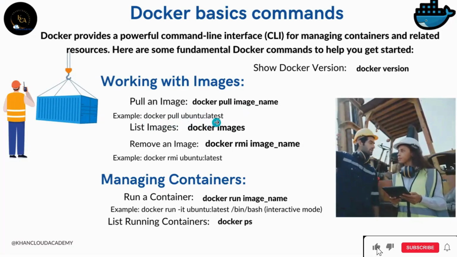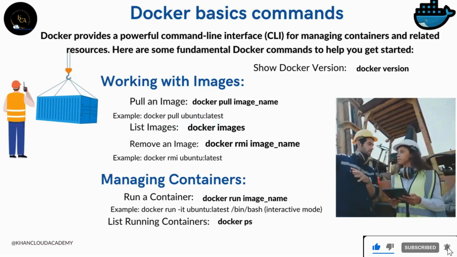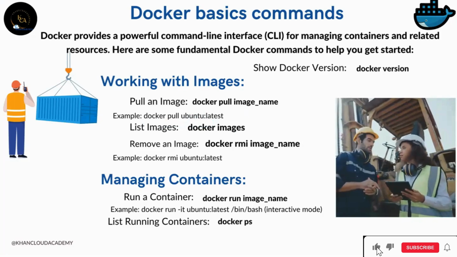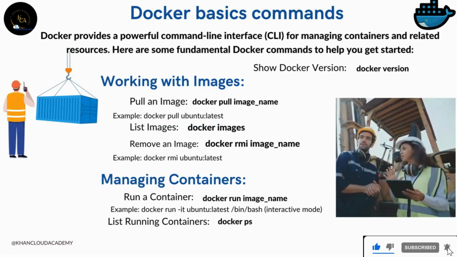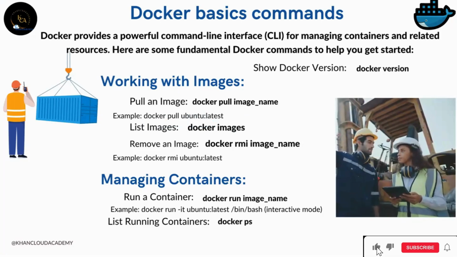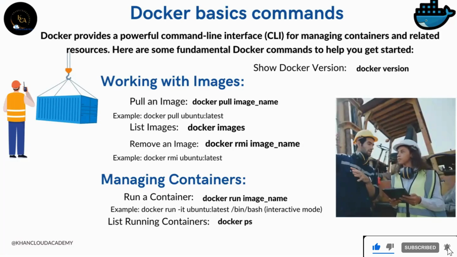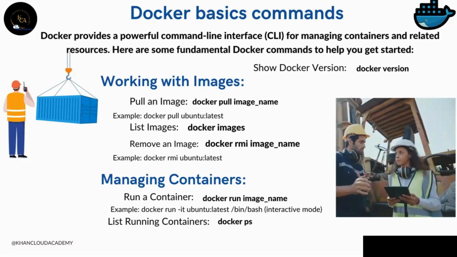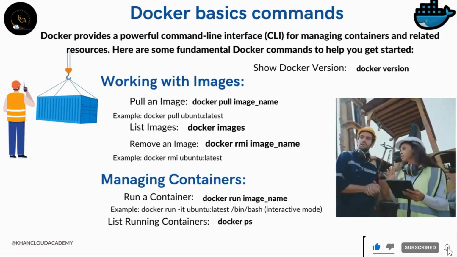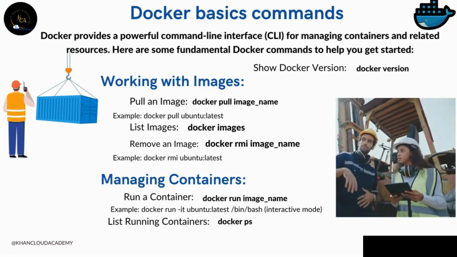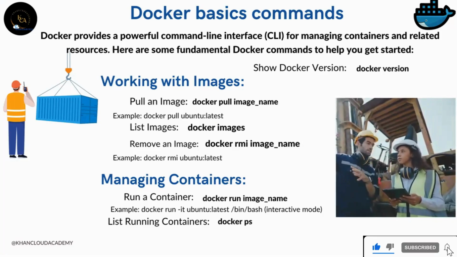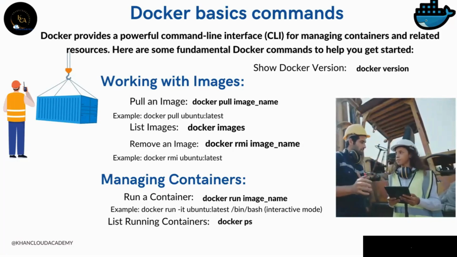So docker pull ubuntu:latest is the command you have to type, and you can pull the image of Ubuntu. And suppose you already have multiple images, how are you going to list the images? Docker images. If you run this command, you will get the list of all the images. Suppose I have to remove a particular image. We have to use the docker rmi command and give the image name. It will remove that particular image. For example, docker rmi ubuntu:latest removes the Ubuntu latest one.